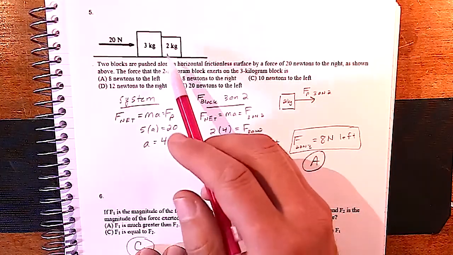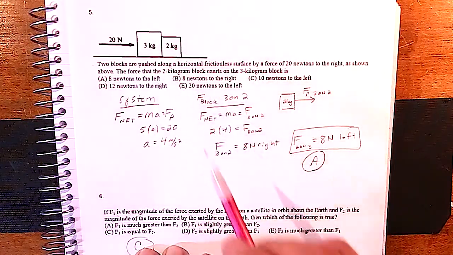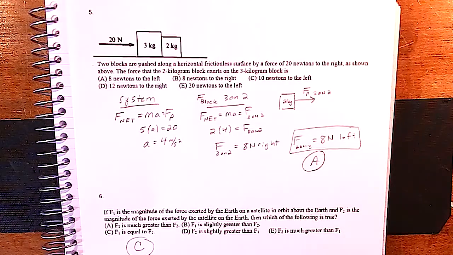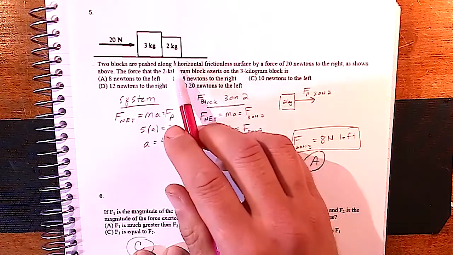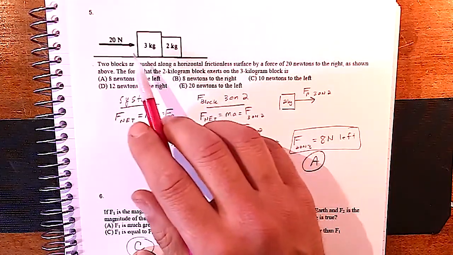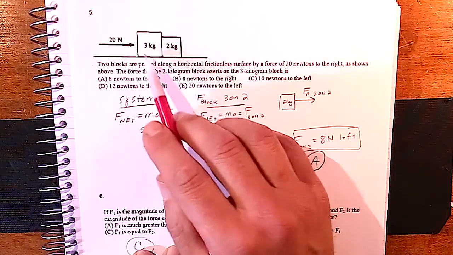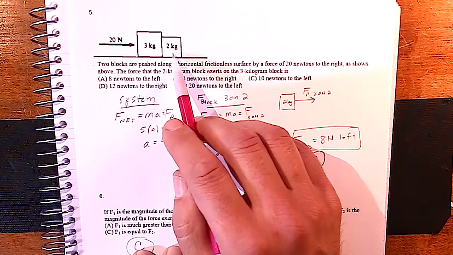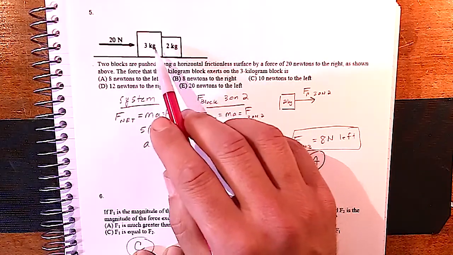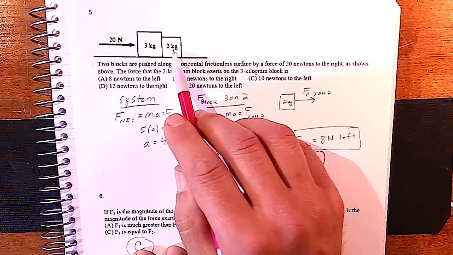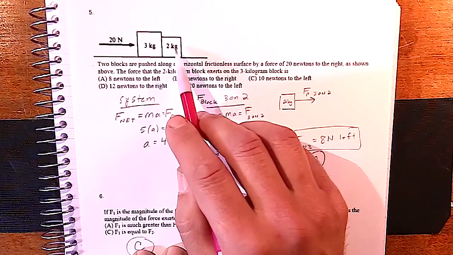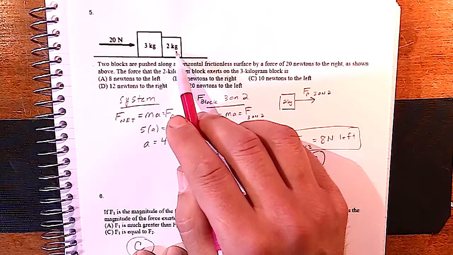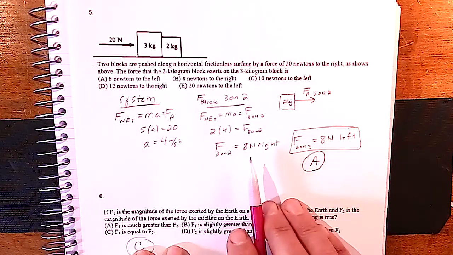In this problem, we have two blocks being pushed on by a single force. And the question that they're looking for is the force that the 2 kilogram block exerts on the 3 kilogram block. So we have this force that's acting on both, which we can look at as a system. And then we also have block 3 pushing on the 2 kilogram block to the right. So therefore the 2 kilogram block pushes back on the 3 kilogram block.